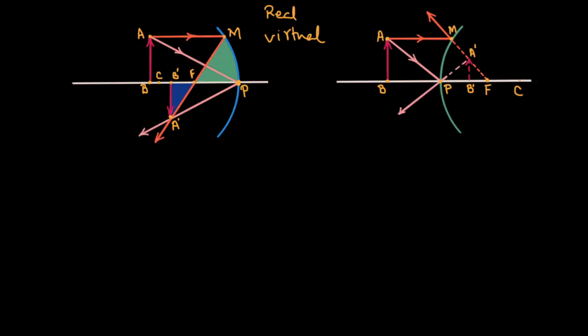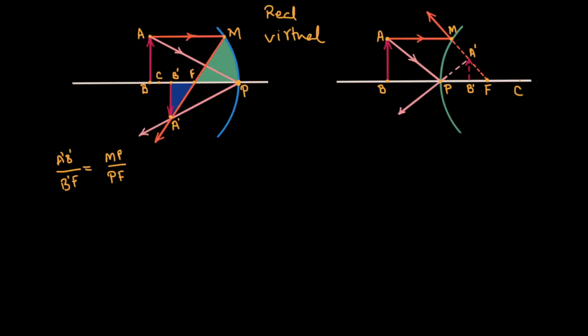What you notice in these two triangles is that this angle equals that angle, vertically opposite angles. And this angle right here is a right angle, and so is that angle there. So these two triangles are similar, which means their sides are in proportion. So we can write A prime B prime divided by B prime F equals MP divided by PF.